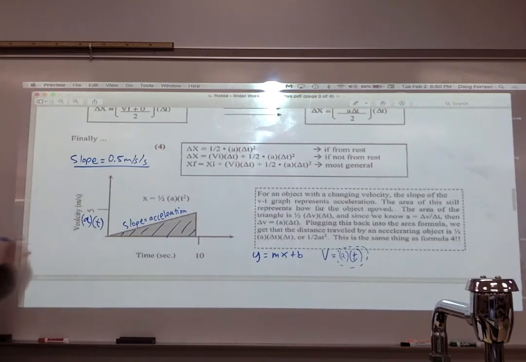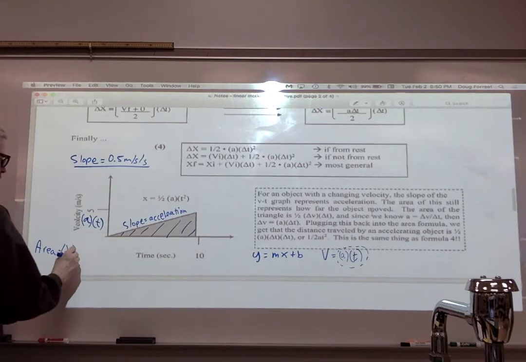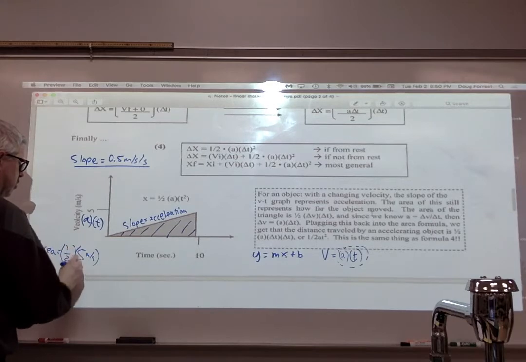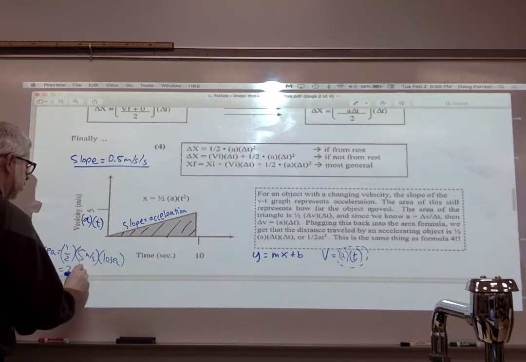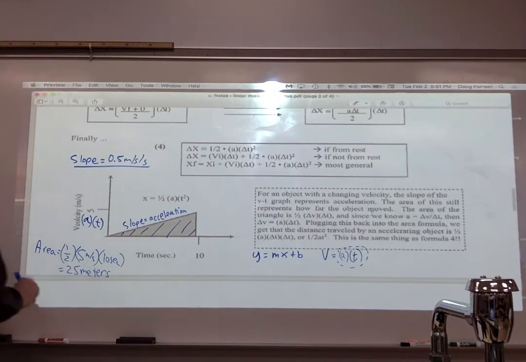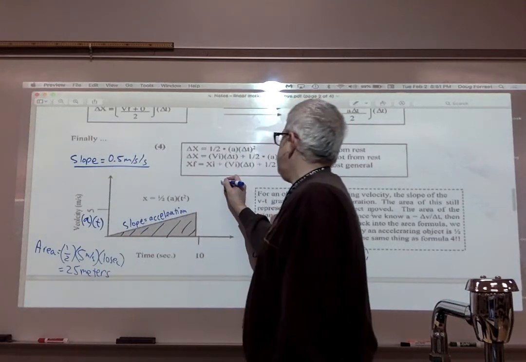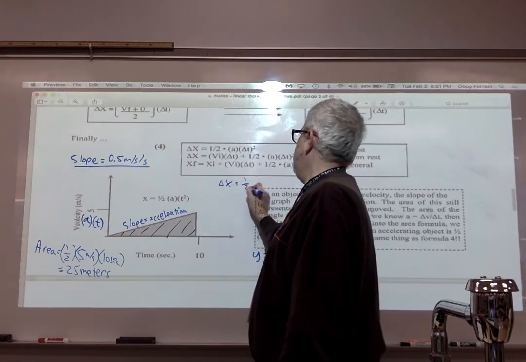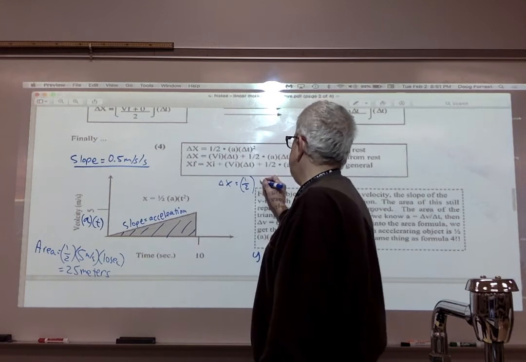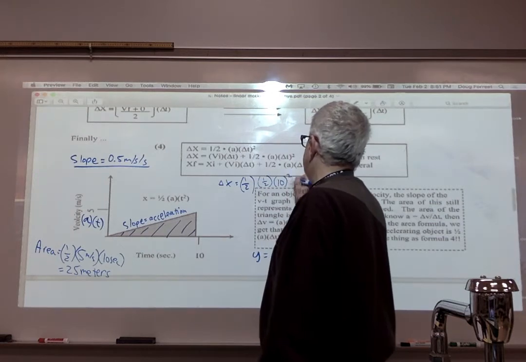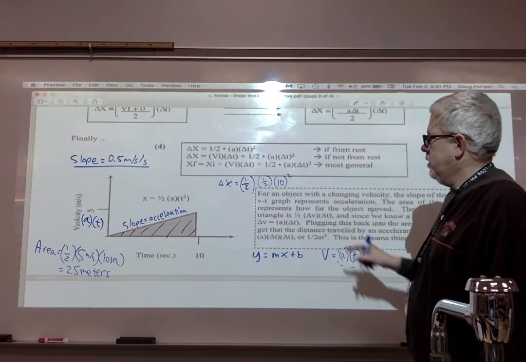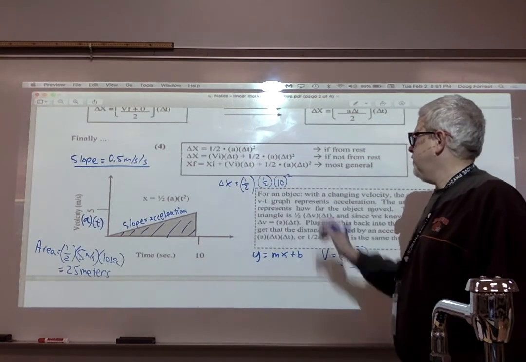The area of this is equal to 1/2 height, which is 5 meters per second, times base, which is 10 seconds. That's 25 meters. If I wanted to use the formula 1/2 AT squared, I could say 1/2, said the acceleration was also 1/2. The time is 10 seconds. We square that quantity. 10 squared is 100, times 1/2 is 50, times 1/2 again is 25.